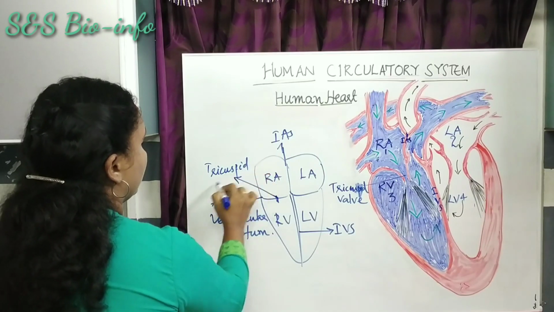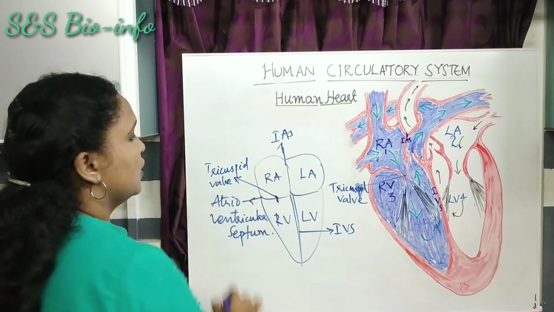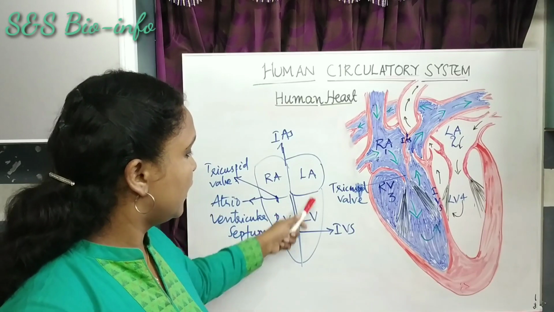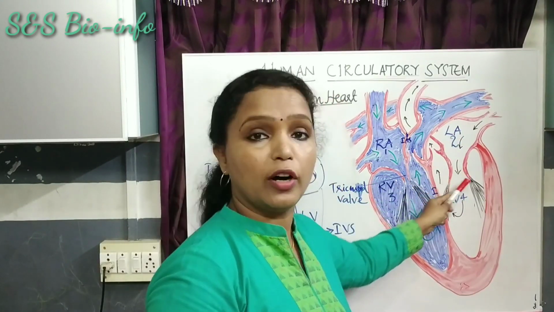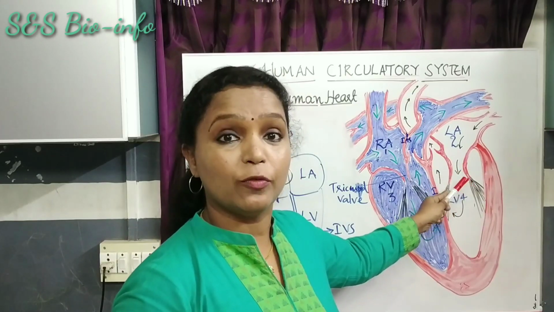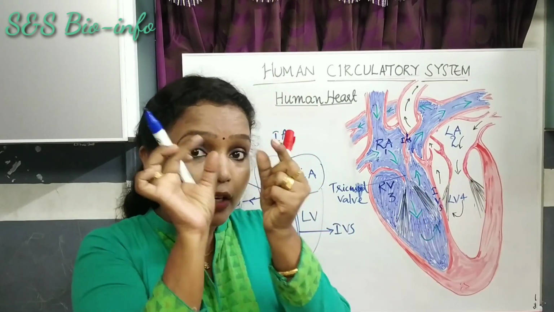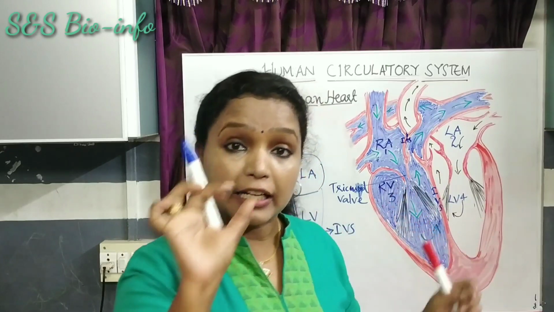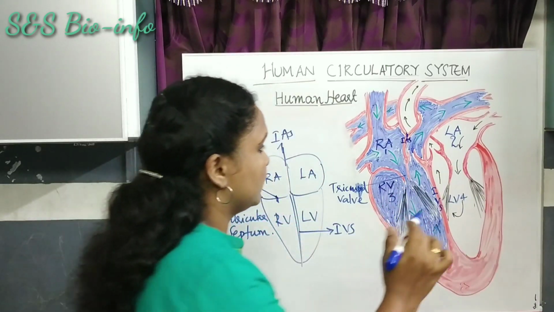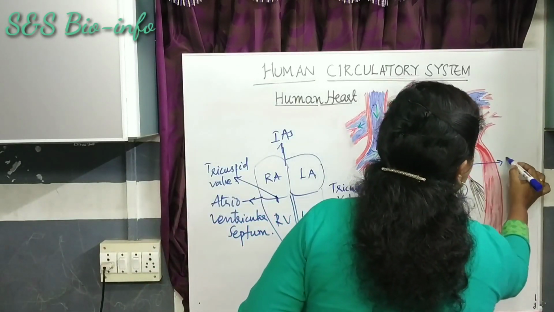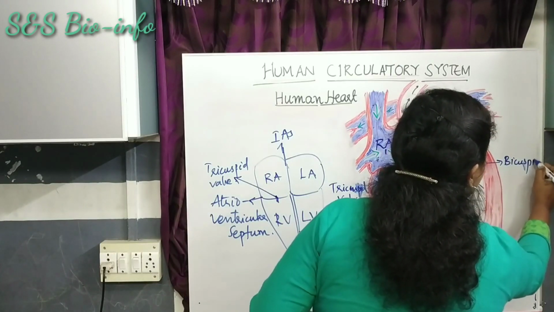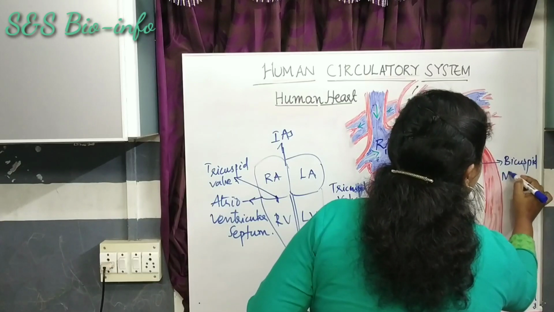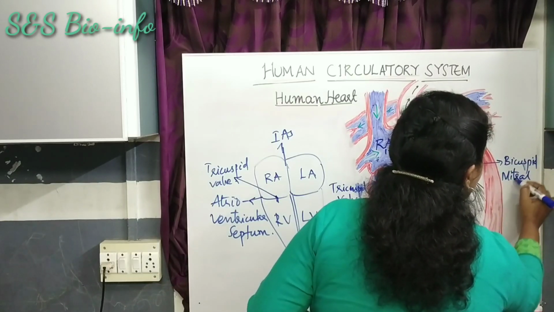So in between the left atrium and left ventricle, you can see a valve. That is the bicuspid valve, with 2 flaps of structure. That is the bicuspid valve or mitral valve. So here you can see the bicuspid or mitral valve.